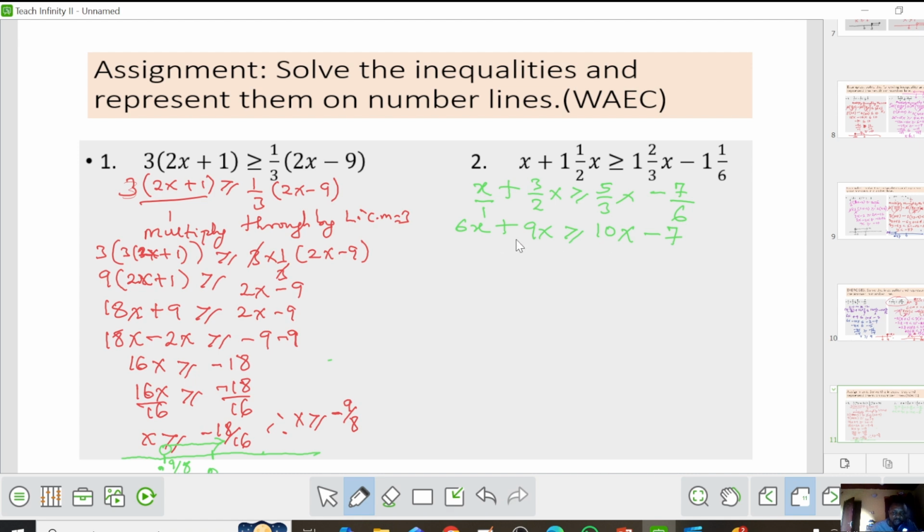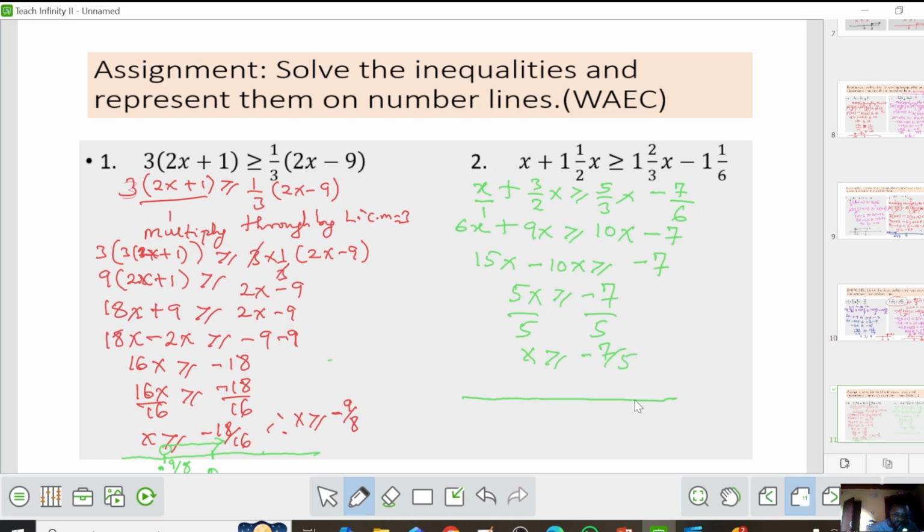So you collect like terms. This one is already 6, and that's 15x. Then collecting like terms, that's minus 10x, greater than or equal to minus 7. So this will be 5x greater than or equal to minus 7. I divide both sides by 5, so x is greater than or equal to minus 7 over 5.